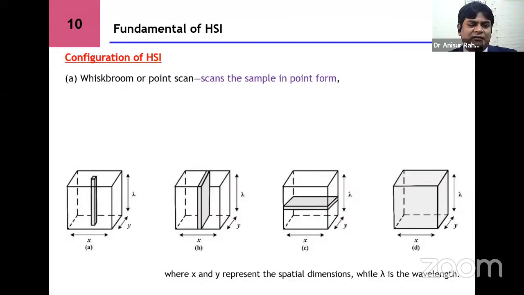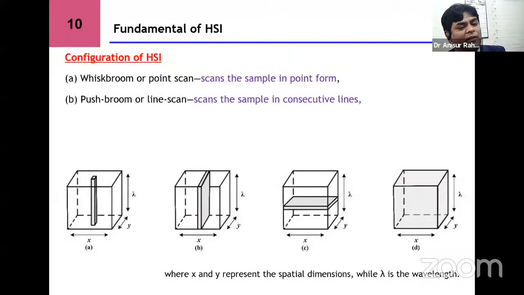And second, if you want to scan a big product, there is the push broom or line scan. It scans the sample in consecutive lines. The sample is moving and it takes the image. If you want an online system, usually use the line scan system because the sample is moving, and you scan the sample in very little time compared to the point scan. Another is the area scan.